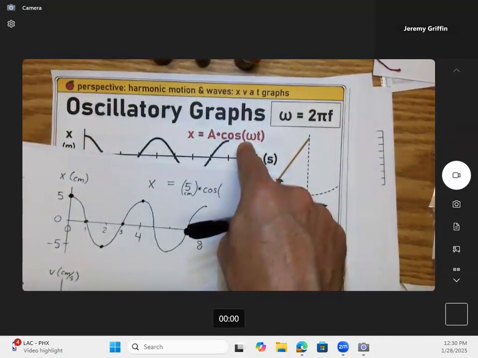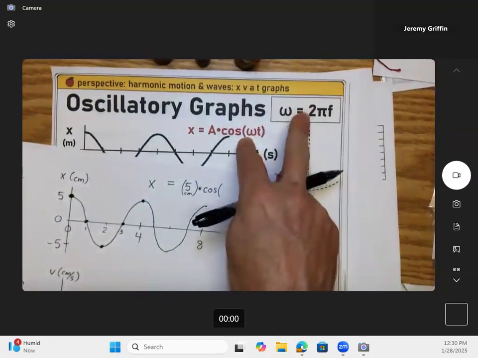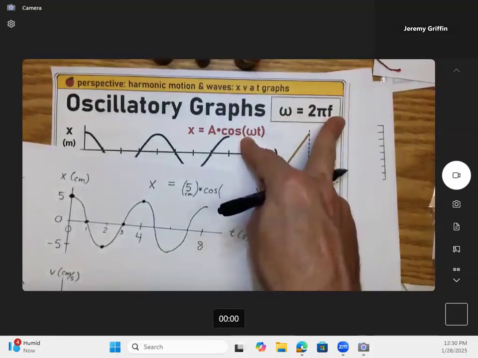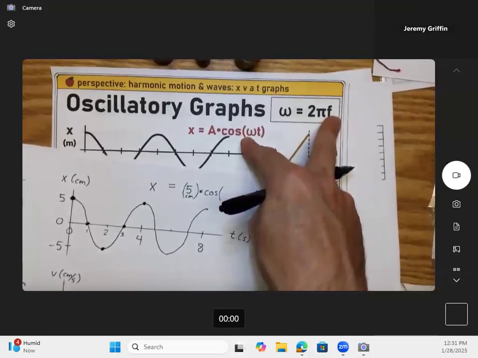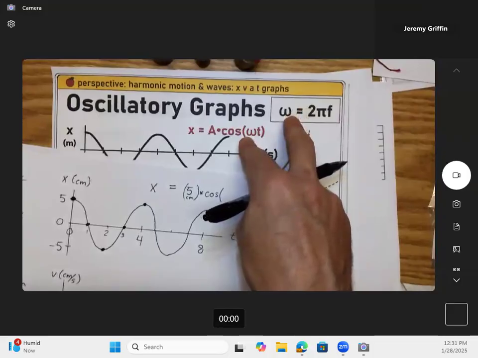It's not angular, don't say angular velocity, because that was a few weeks ago. This is angular, what does F stand for? Free, frequency. Yeah, frequency, right? So the omega is the angular frequency.